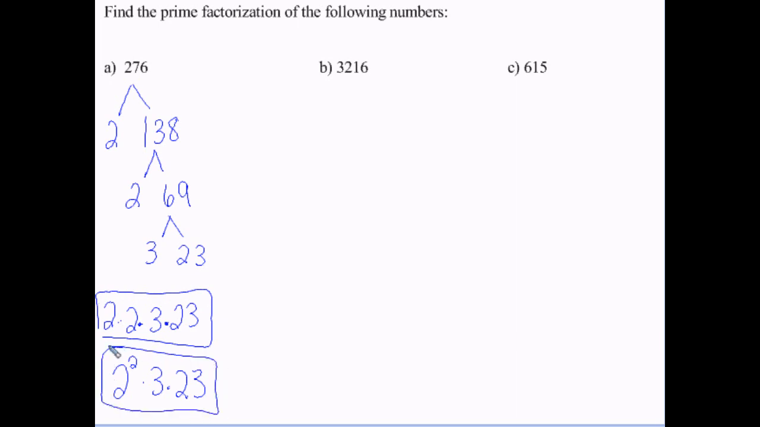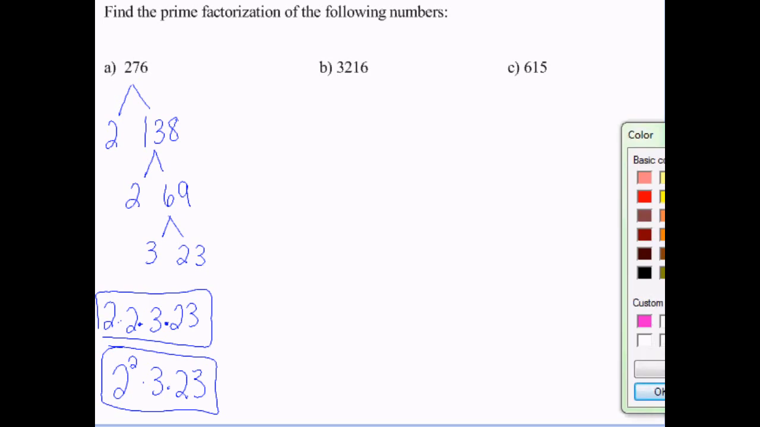So either of these will work if you want to use the exponents or not. Exponents are nice so you don't have to write as much. You don't have to solve it. Well, if I multiply that all back together, I'll get 276. So you can do that if you want to check yourself to make sure that you factored it correctly. What color do you guys want to factor next? Purple, okay.